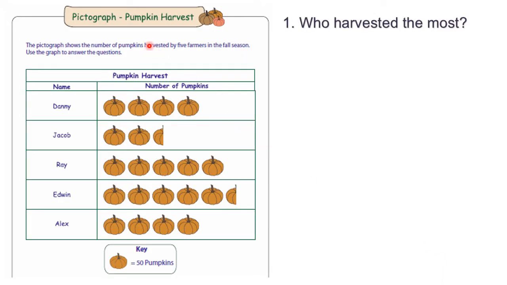Our next pictograph is all about pumpkin harvest. The pictograph shows the number of pumpkins harvested by 5 farmers in the fall season. Use the graph to answer the questions. Okay, so number 1, who harvested the most? Since a number is not being asked here, we can just look at the scaling, to those who have the farthest scale of pumpkins. So we have Farmer Edwin.